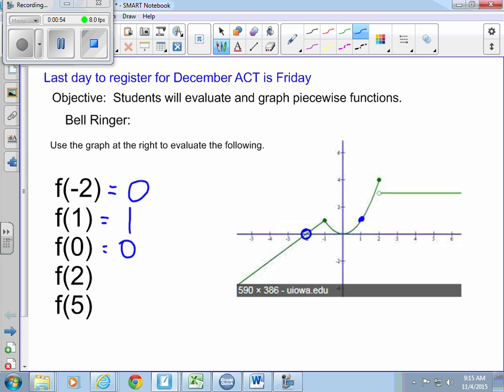F of 2. Why not 3? It's an open dot, right? The closed-in dot is the actual value. So it can be a function. If both of them were closed in, we wouldn't have a function. We wouldn't have vertical lines. And the y value of 5 is 3. Any questions?